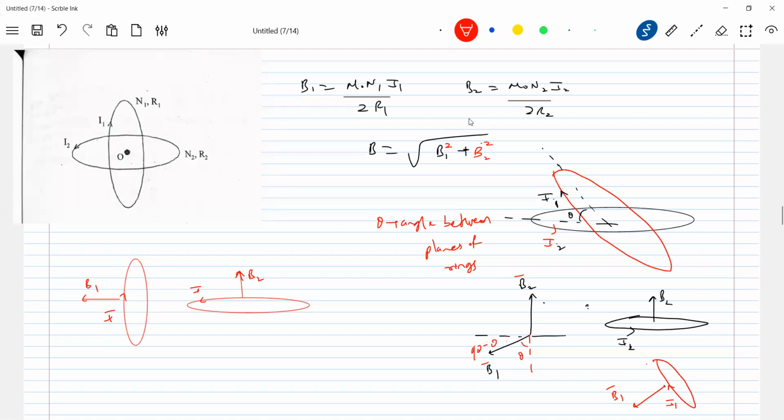Then write the vector form, B1 square plus B2 square plus 2 B1 B2 cos of (180 minus theta), and solve the problem. So you should be very careful about these small ideas. These things we are going to use in mutual inductance when we go to the EMI chapter. So the resultant B bar formula should be B1 square plus B2 square plus 2 B1 B2 cos of (180 minus theta).